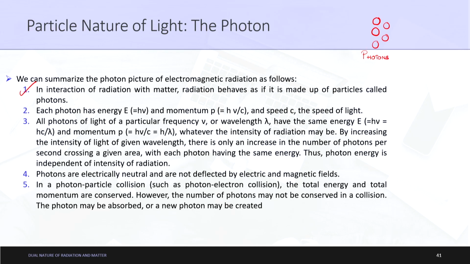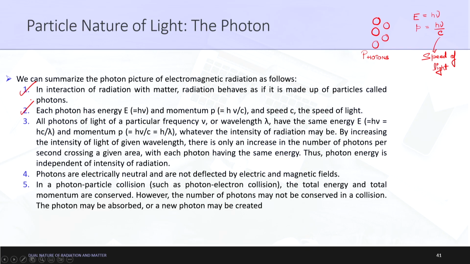Each photon has an energy E. I already explained this in the previous discussion. So basically this has energy E which is equal to h nu and momentum p. Please remember momentum is denoted by p here, that is equal to h nu upon c. What is c here? c is basically the speed of light.